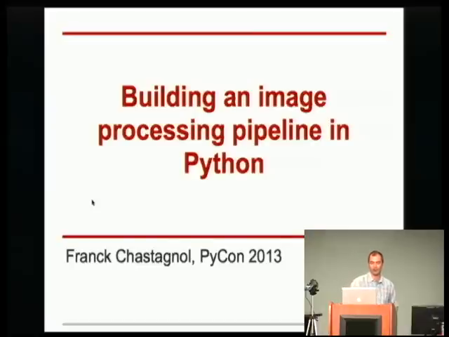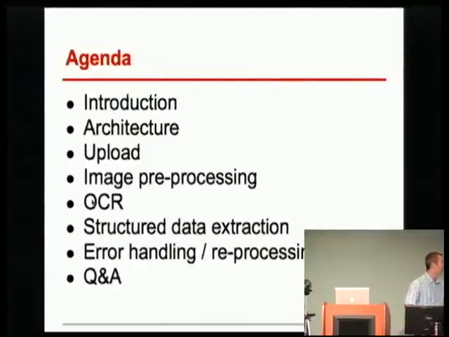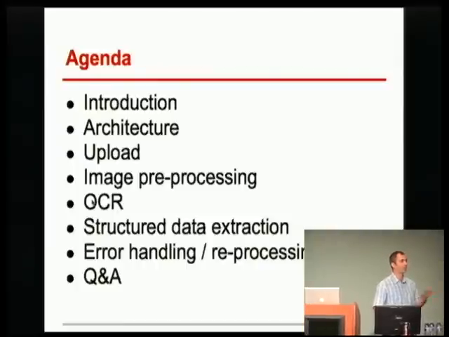So today I'm going to talk about how to build an image processing pipeline in Python. So here is our little agenda. I'll give you a little bit of background to start with. Then I'll talk a bit about the architecture of the system we built. Then we'll get into the details of the different steps of the pipeline: upload, image preprocessing, we'll talk a bit about OCR, and then parsing data, structuring data. And then finally, we'll talk about error handling, reprocessing, and then I'll open it up for questions.